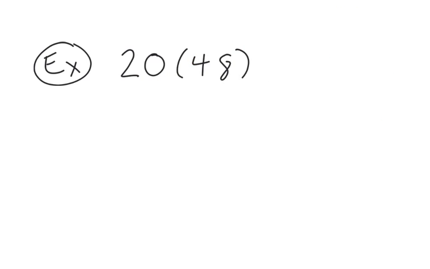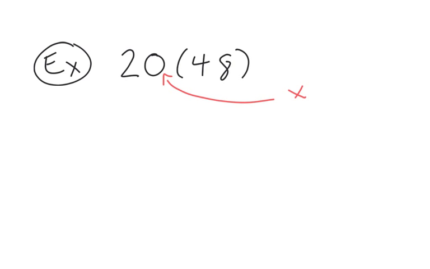The first question we're going to look at is 20(48). You'll notice that there is no operation here. However, you have a number in front of a set of brackets. In between, there's actually a hidden multiplication sign. So the operation here actually is multiplication.